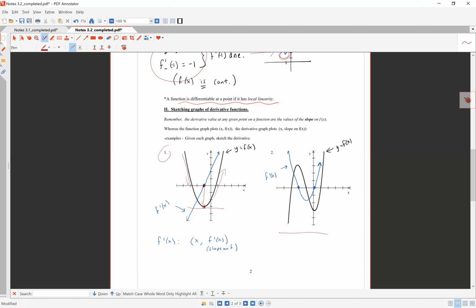The derivative is 0 there, so the graph of the derivative hits the line y equals 0, and then as we continue to the right, the tangent lines become positive. So now you see that the graph of the derivative is above the x-axis. It's above the line y equals 0. And we'll learn later that the derivative of a parabola is just a straight line.